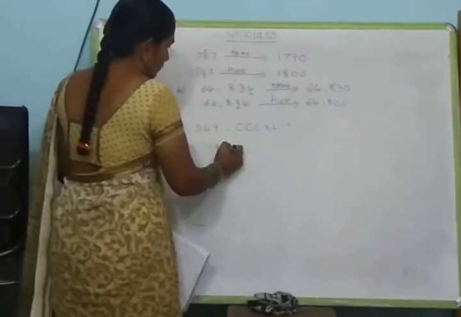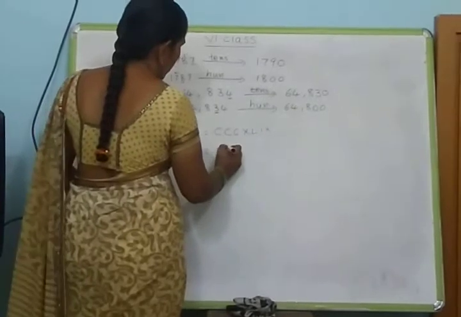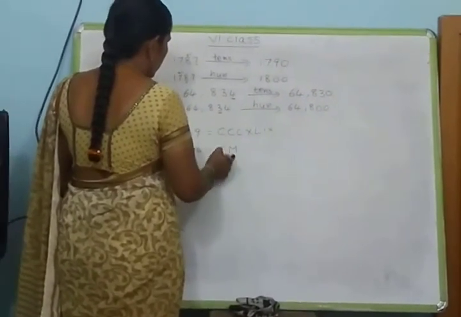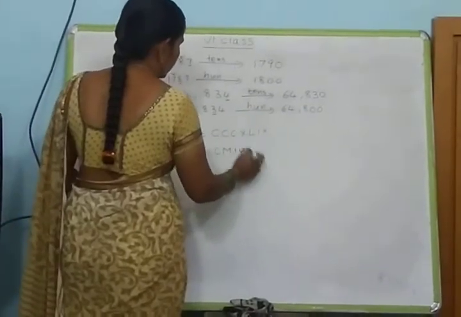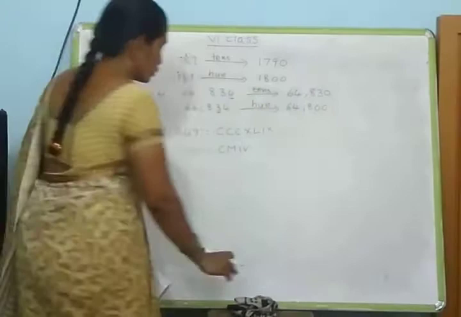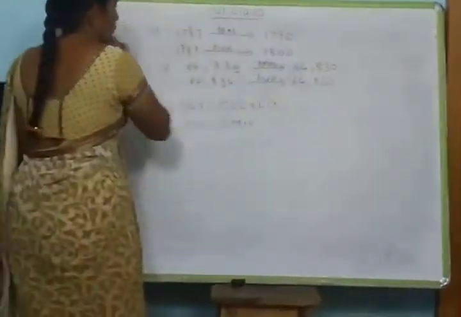904. 900 means 1000 minus 100. M is the symbol for 1000. M minus C, you will get 900. So this one is 904. Next, the last Roman, third Roman.